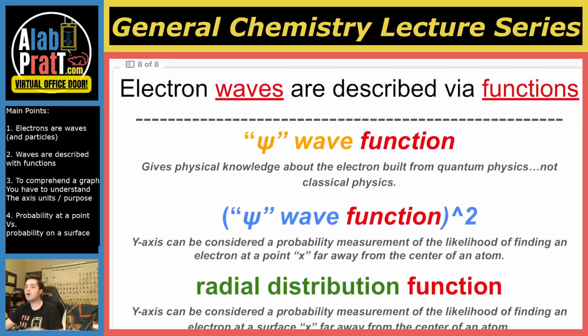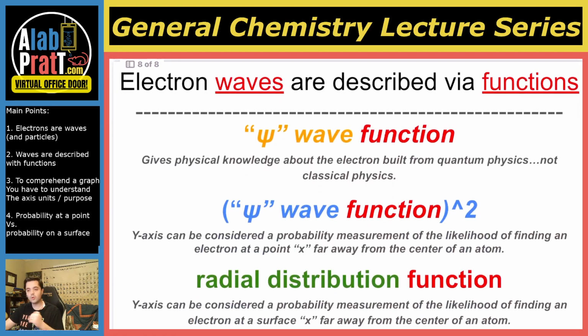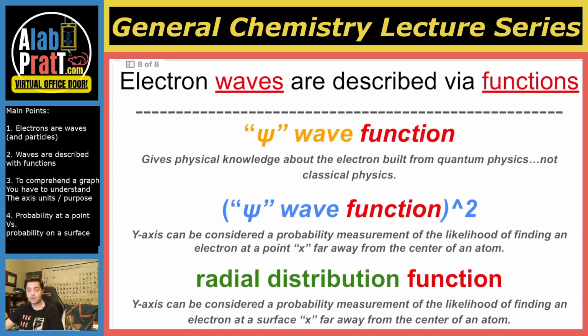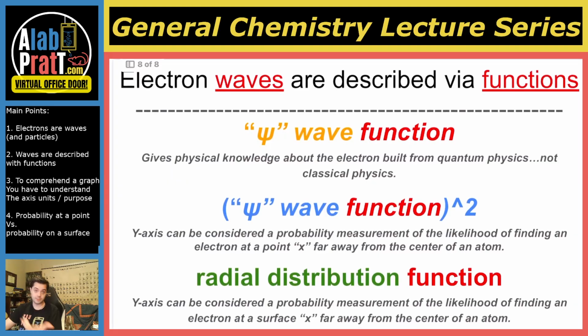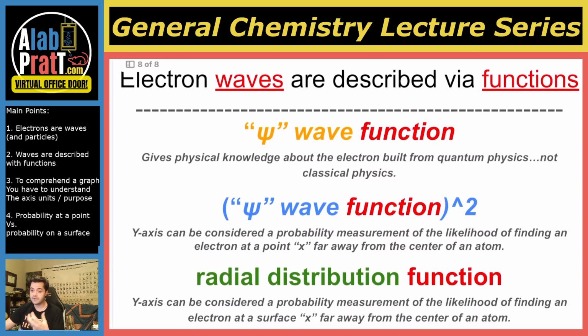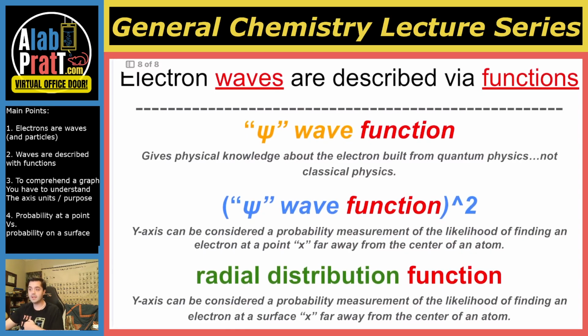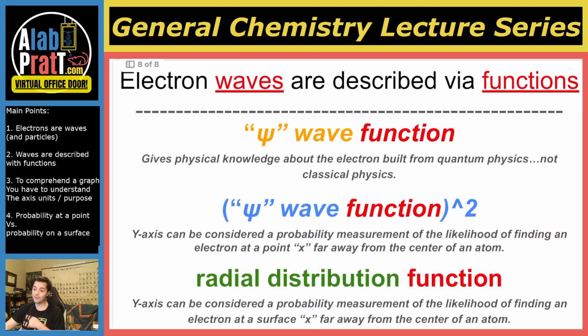And again, this is all just functions. Every single one of these is a machine where I give it some sort of value, most helpful in the wave function squared and the radial distribution function, because we know what we're talking about. We're talking about this distance from the nucleus. And we get probability of electrons at a point or at a surface, which will be very useful as we walk further into orbitals.